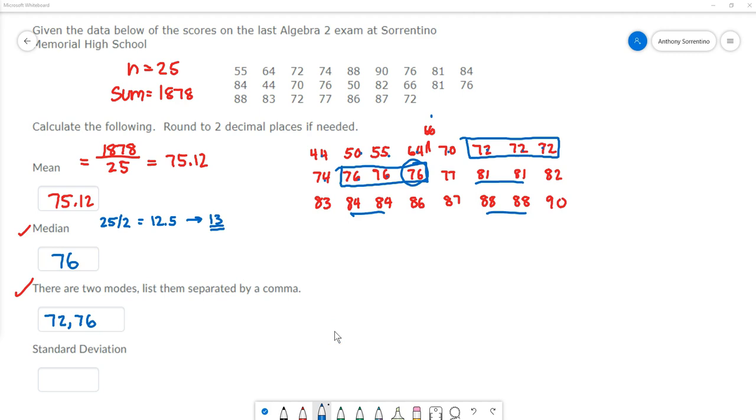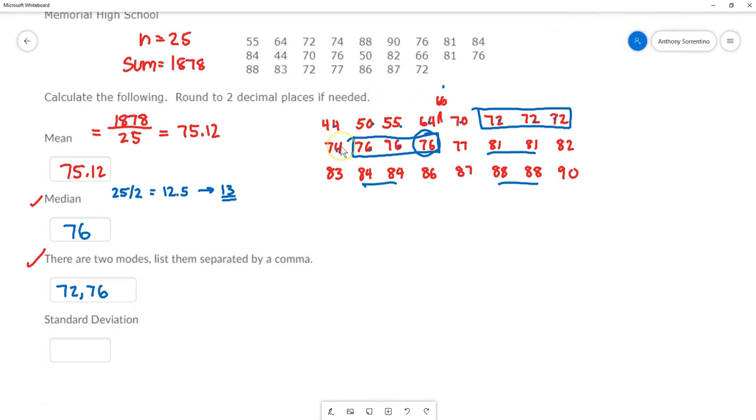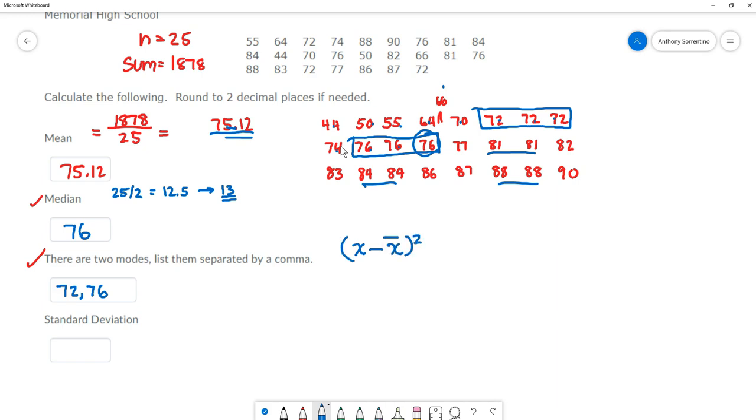So now standard deviation is always a much more involved calculation. Now I have all this information here. I have the mean right here. What I have to do is start coming up with the data. I'm going to have to do each score minus the mean, squared. Now, for ones like 72, I just multiply that by 3. But I have to come up with that and get their sum.